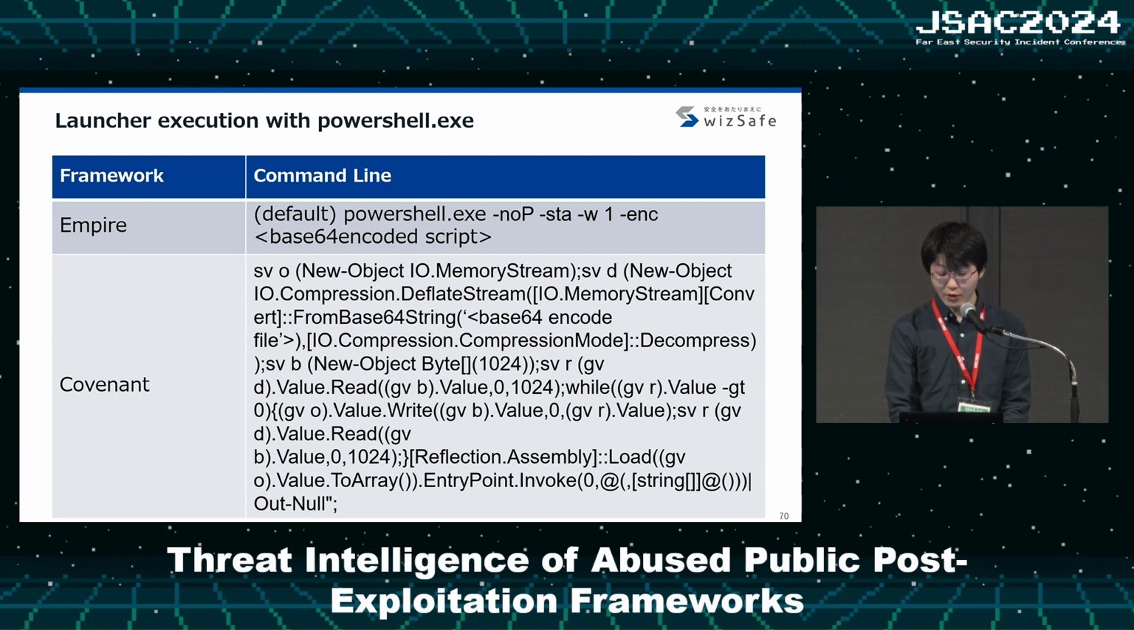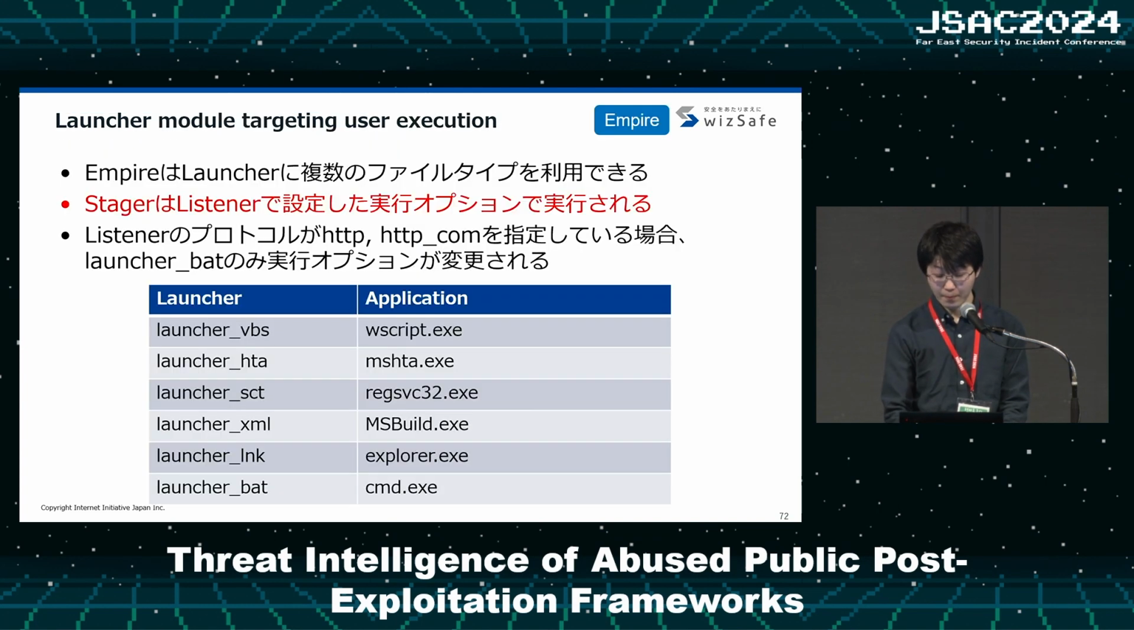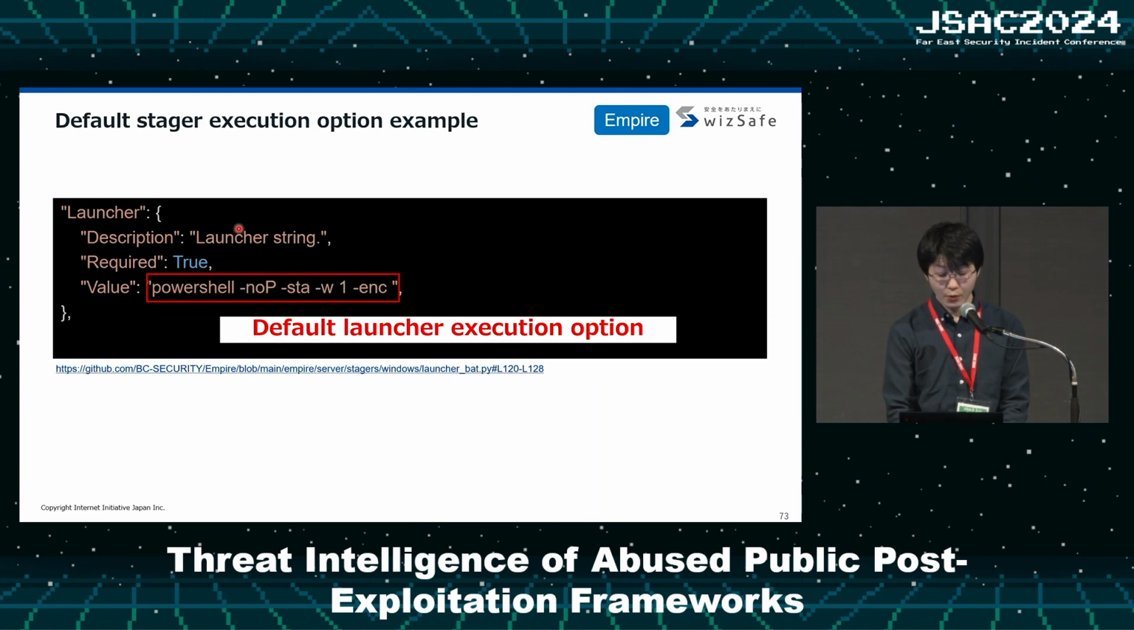Now let's look at the launcher execution. There are 2 frameworks having this functionality. First, Empire. Its executed option is different from the Windows command shell. So this is the string set by default. The specification of Empire is that it uses the listener to execute the execution option. So let's look at the source code.